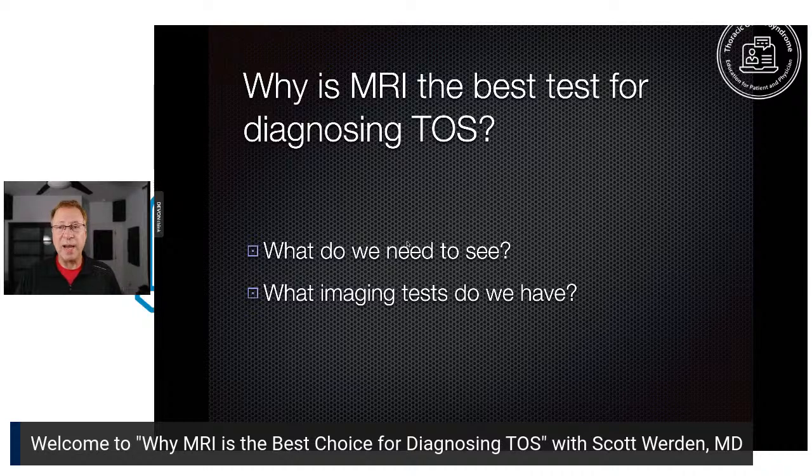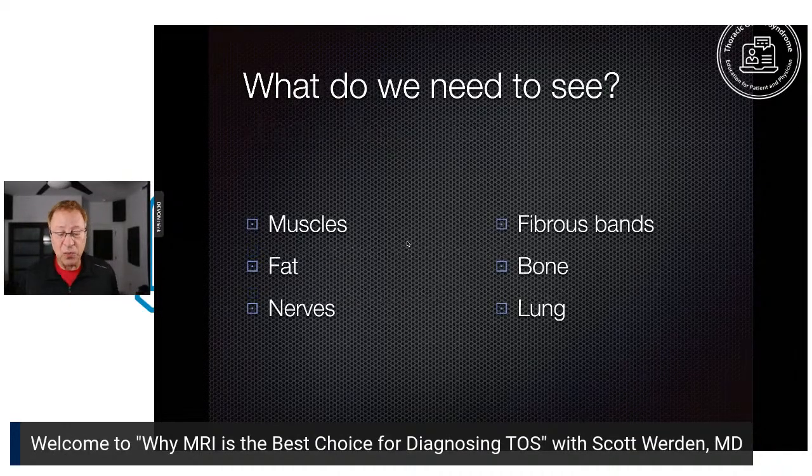So when we talk diagnosis, we're not just talking about confirming your diagnosis, we're talking about finding what specifically is going on. How would you treat this differently from another case of TOS? So here's two big questions. What do we need to see? And what imaging tests do we have? All right, what do we need to see?